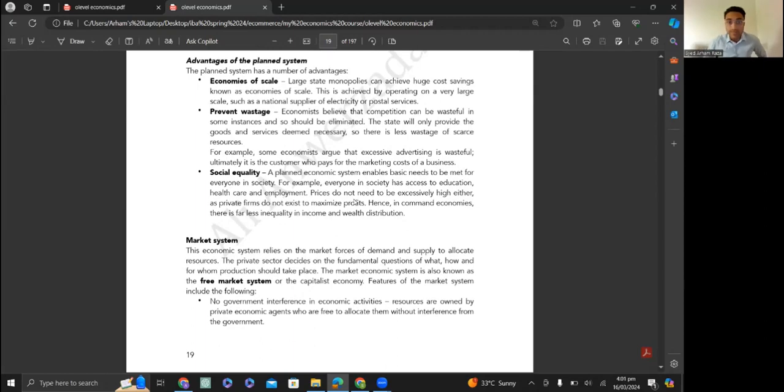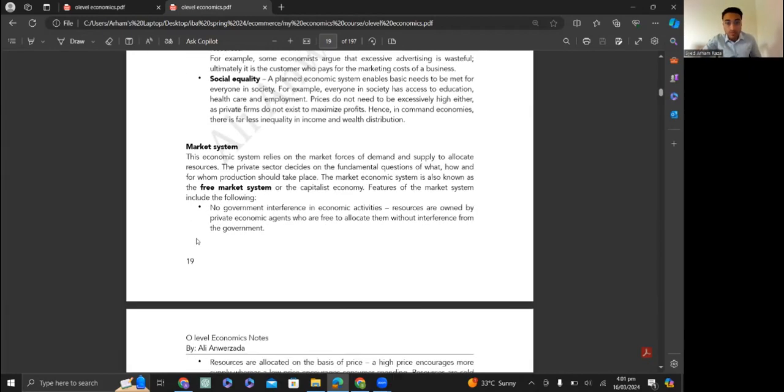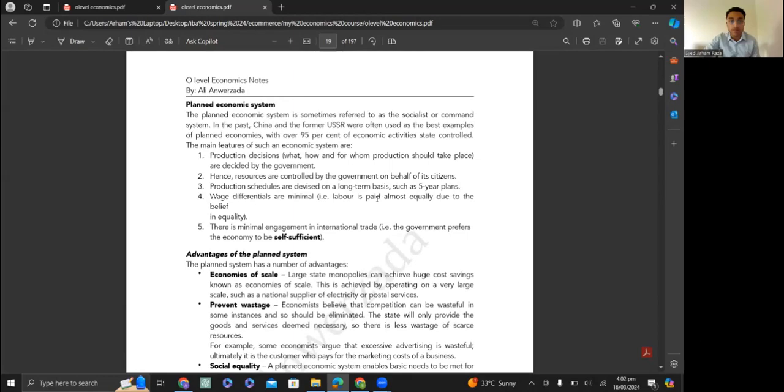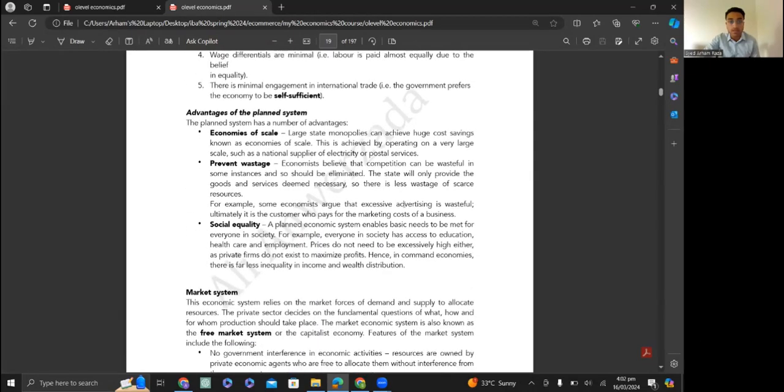Prevent wastage. Economists believe that competition can be wasteful in some instances and so should be eliminated. The state will only provide the goods and services deemed necessary, so there is less wastage of scarce resources. So there will be no wasteful production of products, and it will avoid wasteful duplication of resources. Another point is social equality. Social equality means that there will be access to education, healthcare, and employment for everyone in this economy. So these are the advantages of the planned economic system, which is run by the government.